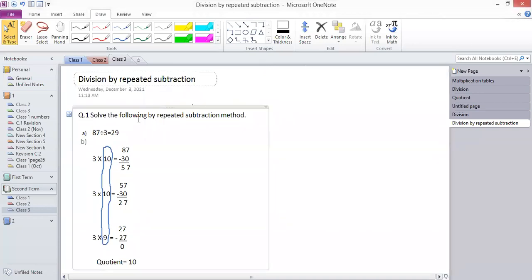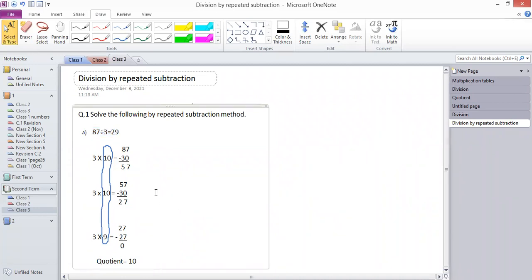Solve the following by repeated subtraction method. Question number 1 is 87 divided by 3, that is equals to 29. So 87 divided by 3 equals 29.